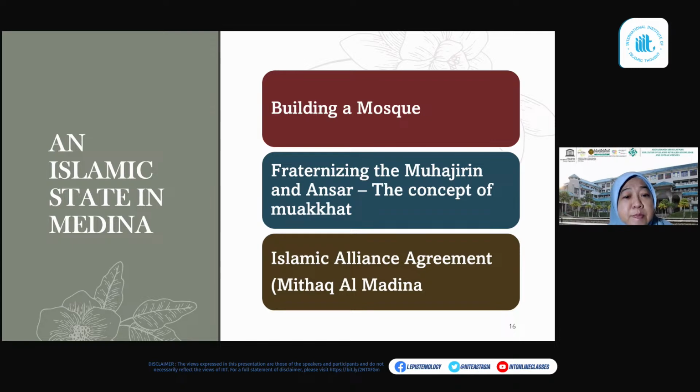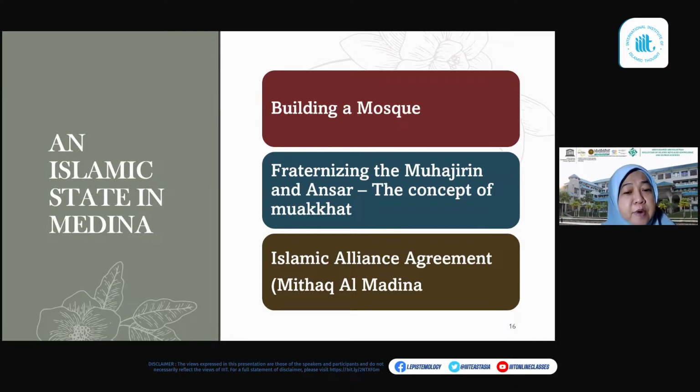And then the next thing that the Prophet did was to fraternize the Muhajirin and the Ansar under the concept of mu'akhad, or brotherhood. This is also to develop a sense of integration and cooperation between the group of Ansar and the group of Muhajirun. The Ansar were tested to help people who had nothing with them at that time. And this is actually a test for them, a challenge for their cooperation. Once it is done, the brotherhood is strengthened.